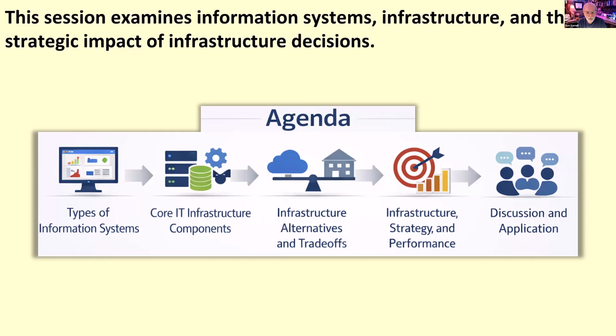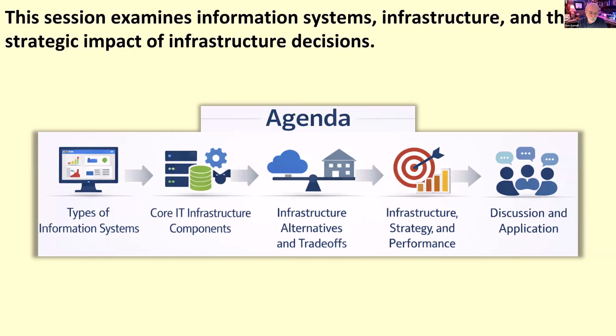And we'll begin by looking at the different types of information systems and the roles that they play at operational, managerial, and strategic levels of the organization. And from there, we'll shift to the major components of IT infrastructure, including hardware, software, networks, data storage, and we'll examine how those components work together to support modern information systems.